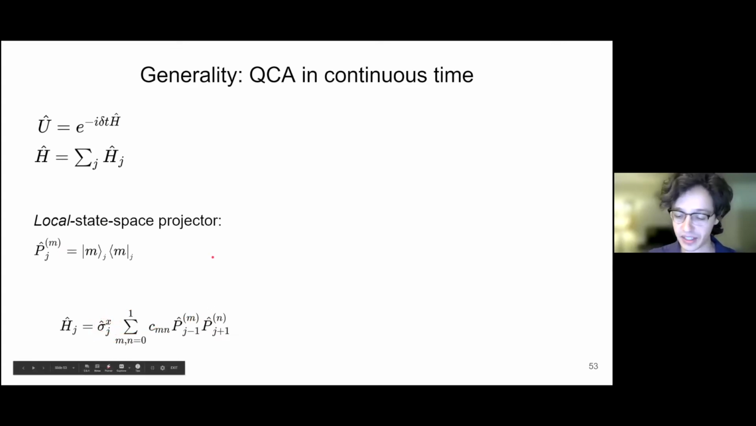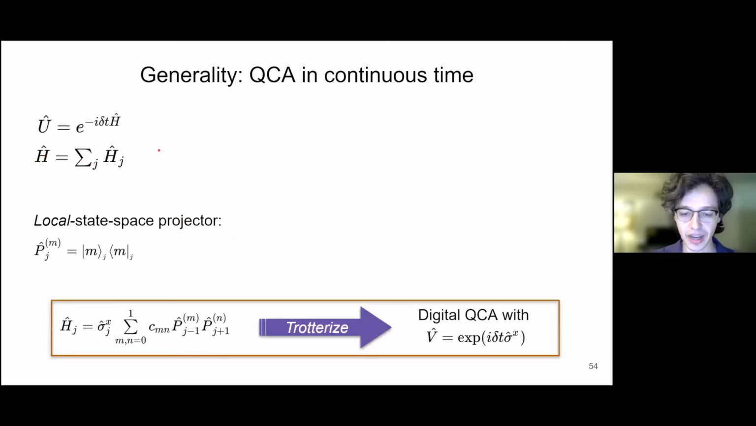Now, in a classical computer, to simulate this type of global evolution, we'll often do a Suzuki-Trotter decomposition. And if you follow through with the simplest Trotterization of this system, it's neat that you end up exactly with the digital QCA protocol I've already been describing. But instead of a Hadamard local activation operator, you get this exponential of a Pauli X operator. So these two are very closely connected.